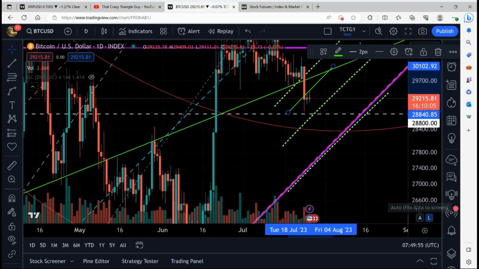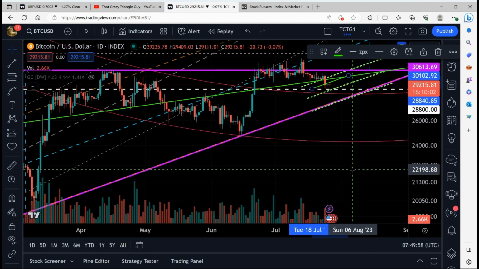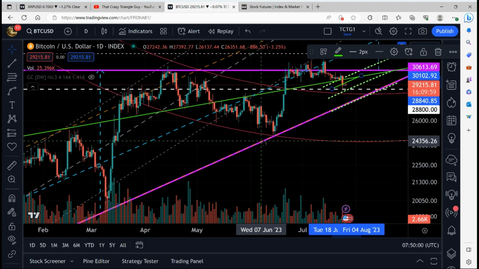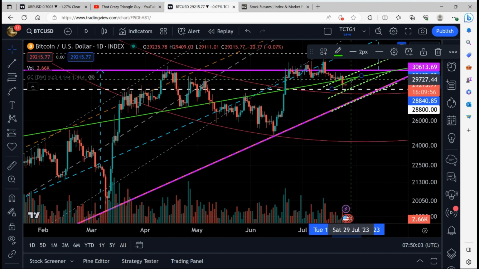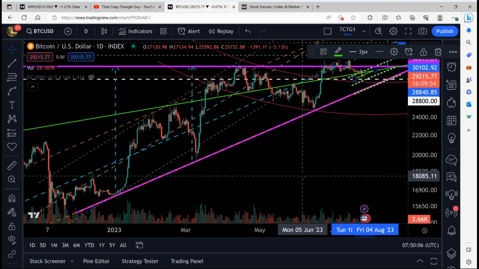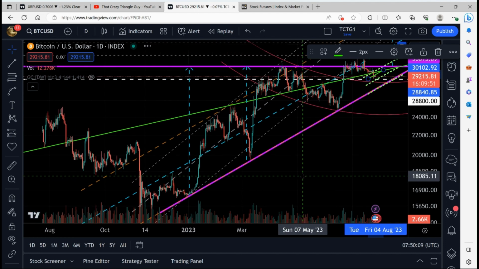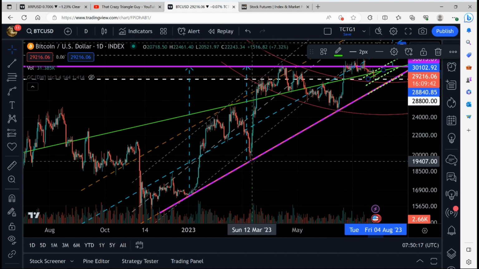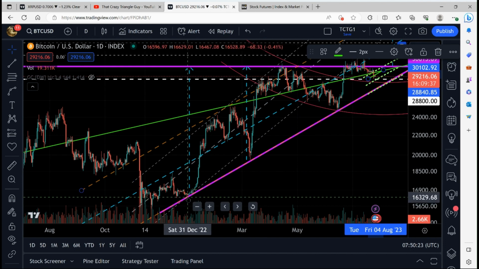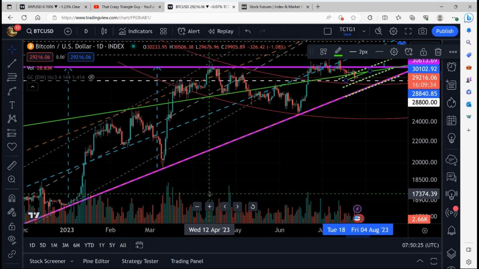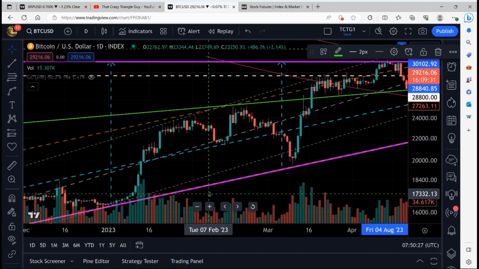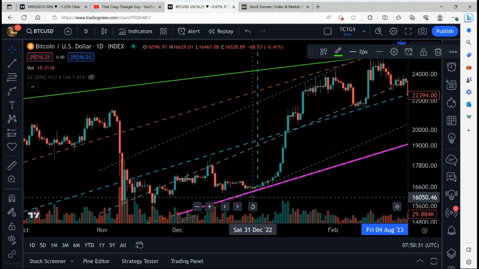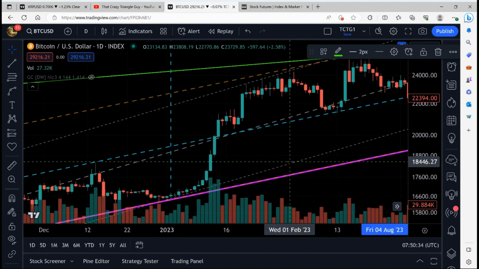Now I will zoom out. Let me put it on auto, and we will zoom out. Here's our purple trend line that is parallel to our current price action. And I will zoom out more, and you can see that this purple line contacts our low on June 14th, our low on March 10th, and various lows here in January. There's multiple touches there in January.